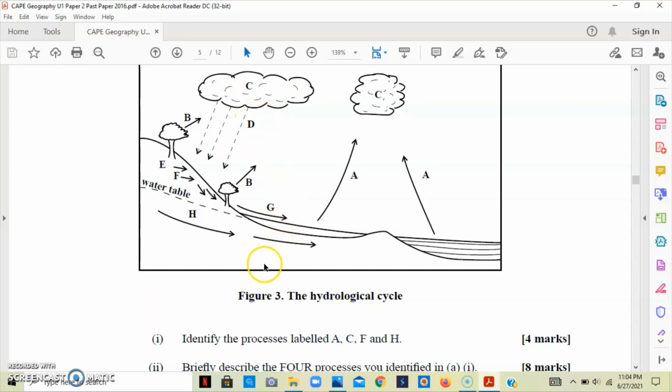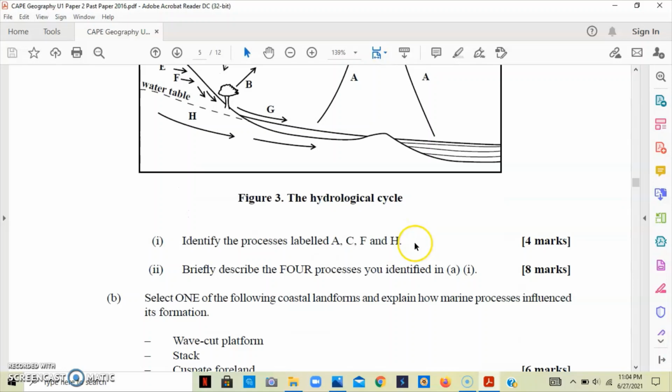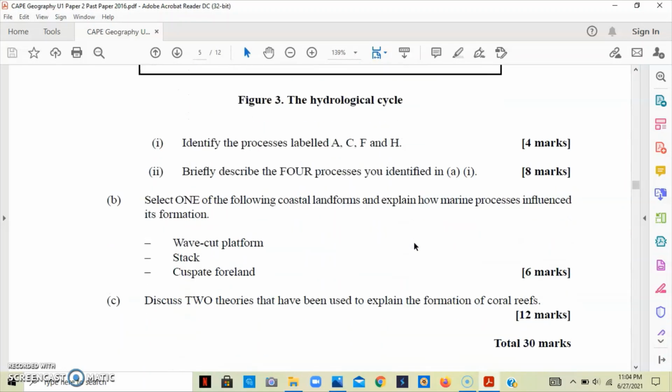All right, we have through flow for F, which is here. And this is the downward or lateral movement of water through the soil under gravity. So the water is moving laterally under gravity. And then H is groundwater flow or base flow. And this is where water flows through the rock layers parallel to the surface. So the water is flowing parallel to the surface. Once you have answered the questions correctly here, 12 marks should be yours.